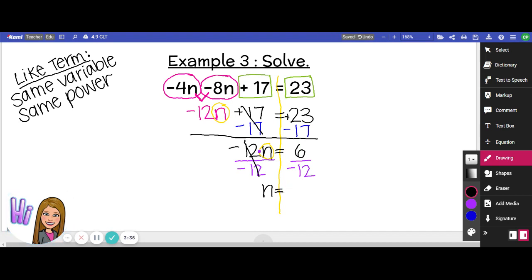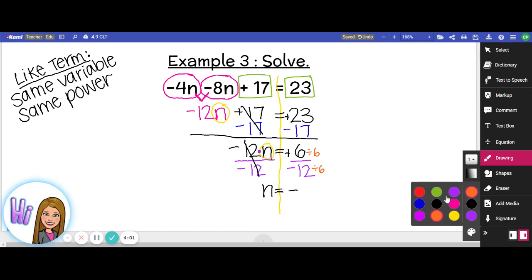We've now got 6 divided by negative 12. Well, this is going to give us a number that is smaller than 1. This is actually going to be a fraction because 12 is bigger than 6. I know that a positive on top and a negative on the bottom is going to make a negative fraction, so I'm just going to call this negative. And now I can just look at the number 6 over 12. Both of these are divisible by 6. So if I divide both of those by 6, I get 6 divided by 6 is 1, 12 divided by 6 is 2. So I get n is equal to negative 1 over 2, or negative 1/2.